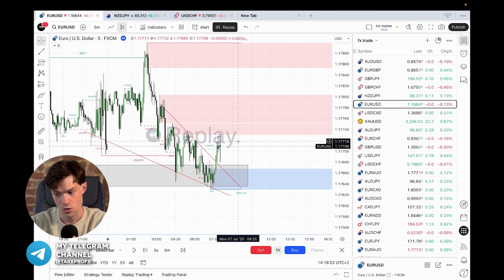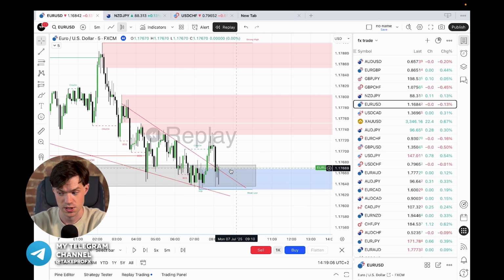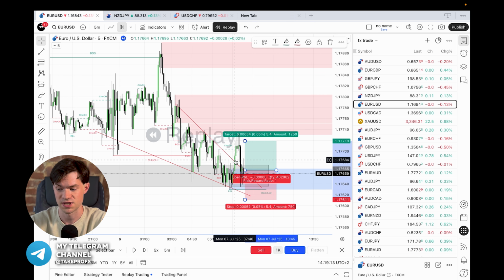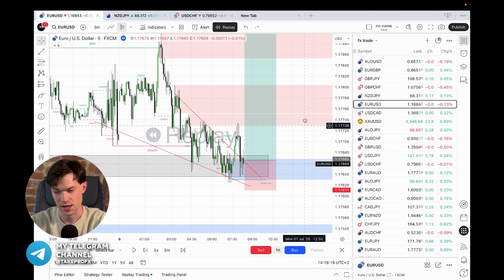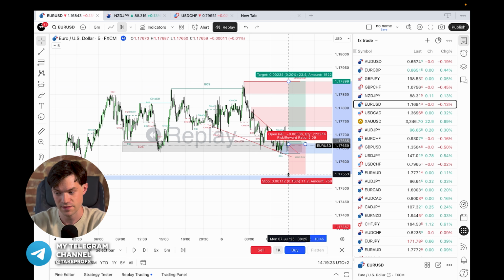So here, or after waiting for some retest of the broken line, we enter the trade. This is a fairly typical trade. I recommend you to take trades 1 to 2 as a maximum if you're a beginner. Let's say this trade is quite dangerous. So to make it safe, I move the stop to nearly this zone.